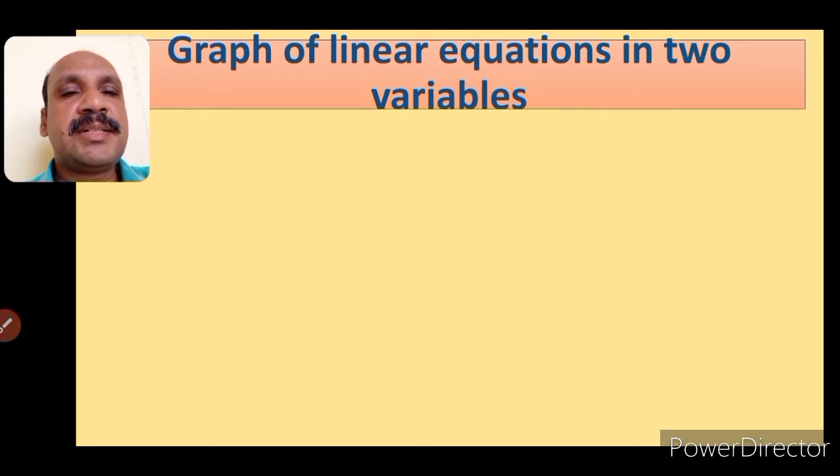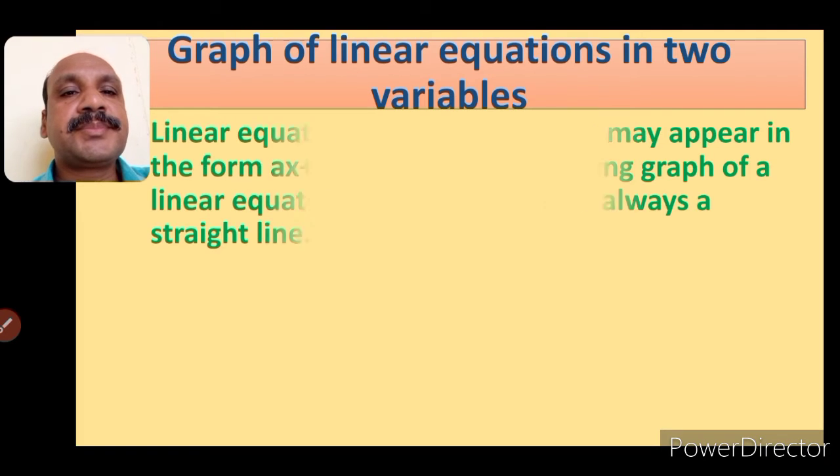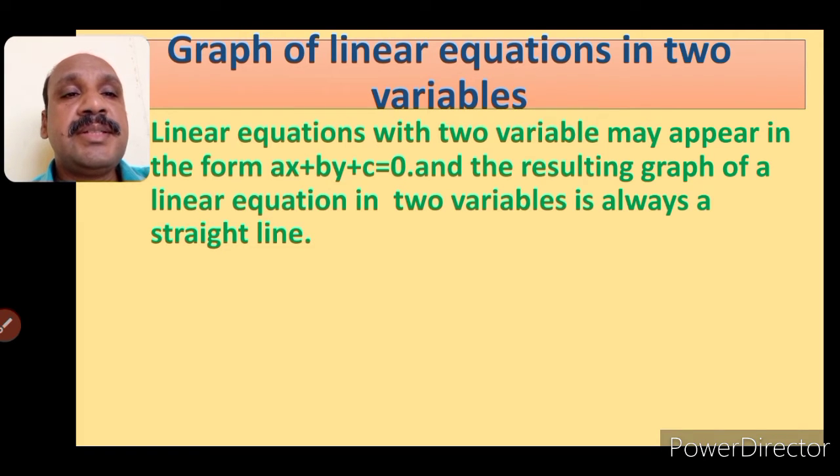If two variables are present and the degree of each variable is 1, then that type of equation is a linear equation in two variables. There are some important points about the graph of linear equations in two variables. Let's discuss these points. First point, we know the general form of linear equations in two variables: ax plus by plus c is equal to 0. This is the general form of linear equations in two variables.